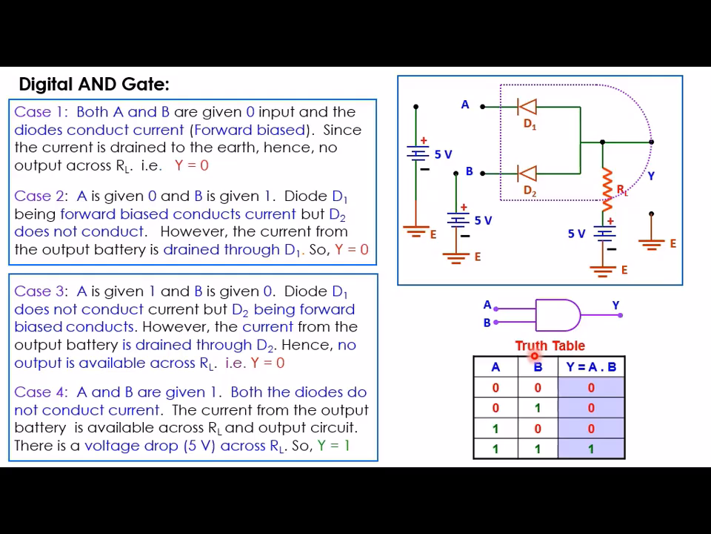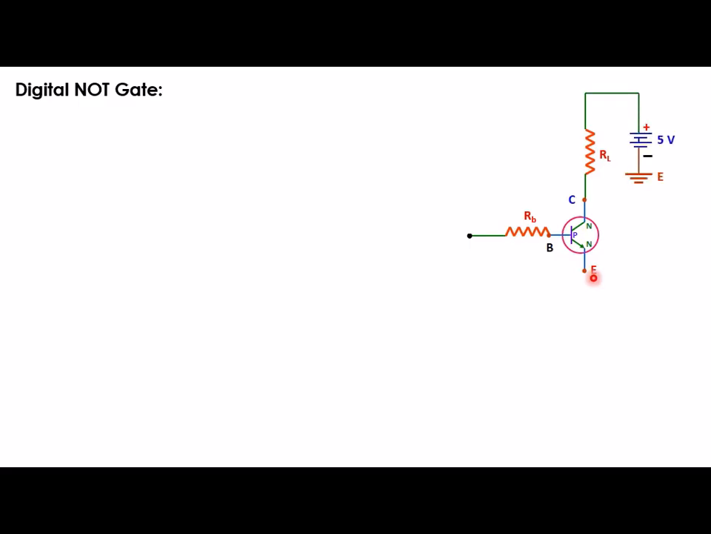Now let us discuss the electronic circuit or logic gate for NOT operation, which is called the digital NOT gate. For that, let us consider this NPN transistor. Here we will use the switching behavior of the NPN transistor to realize the NOT gate. This NPN transistor is biased through a plus 5 volt battery and through two resistances. One is called base resistance RB, one is called load resistance RL.